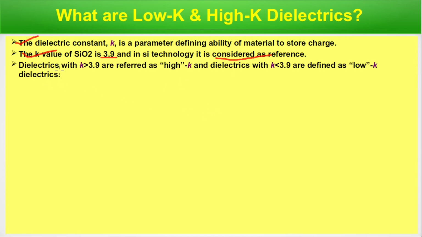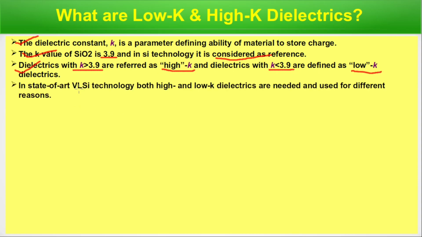So dielectrics with K greater than 3.9 are referred to as High-K, and dielectrics with K less than 3.9 are defined as Low-K dielectrics. In state-of-the-art VLSI technology, both high and low-K dielectrics are needed and used for different reasons. So their reasons are different, although they are needed.